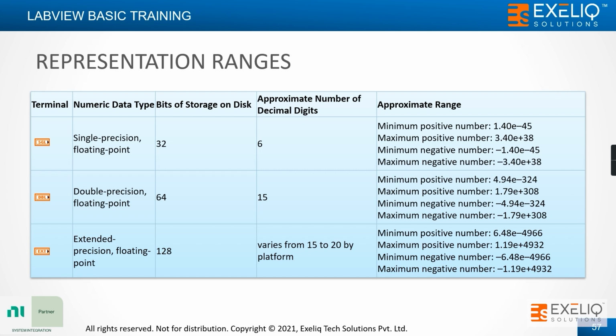As you can see over here, if I talk about double precision floating point, then it can have 15 decimal digits, but it takes 64 bits of memory. That is 8 bytes of memory storage in your system. But again, if you have the requirement of 15 decimal digits, you can use it, right? Similarly, in extended precision floating point, we have 128 bits of storage, and the decimal digits vary from 15 to 20, varies by platform. Varies by platform means whether your system is 32 bit or 64 bit.